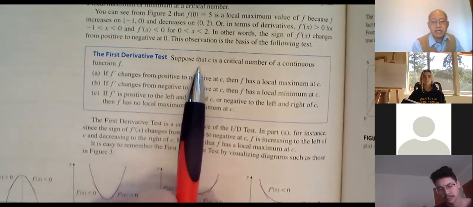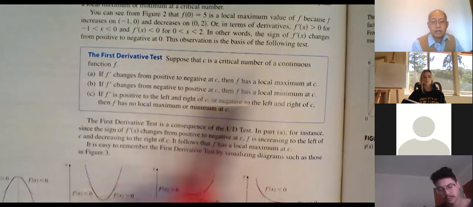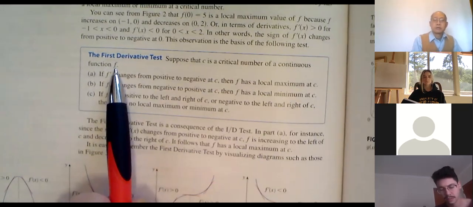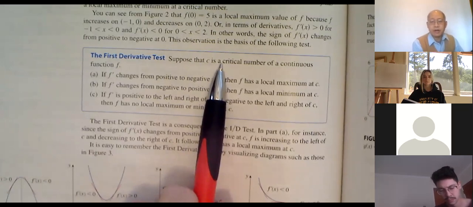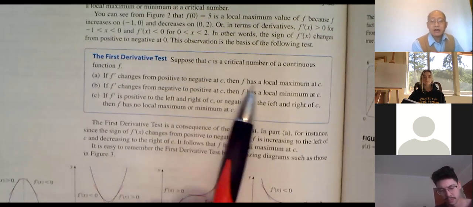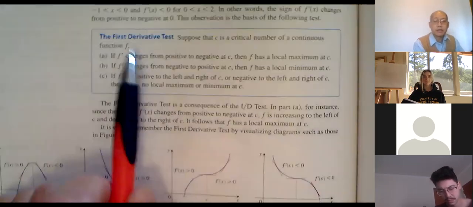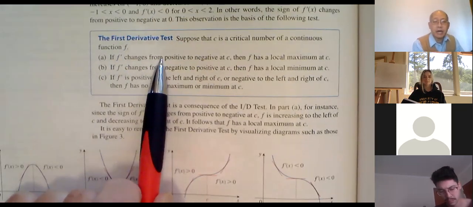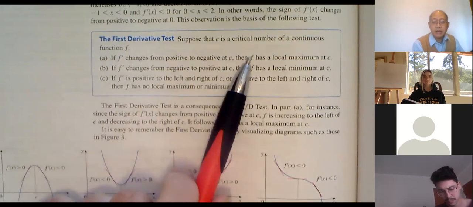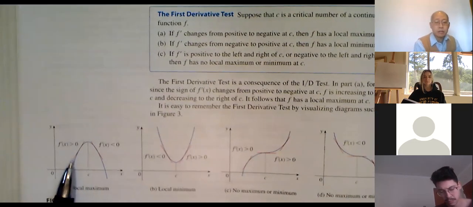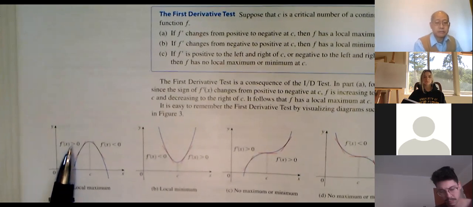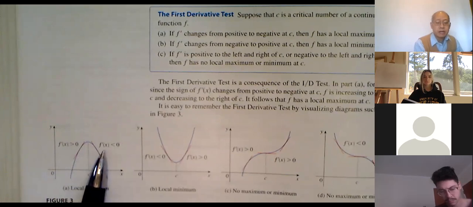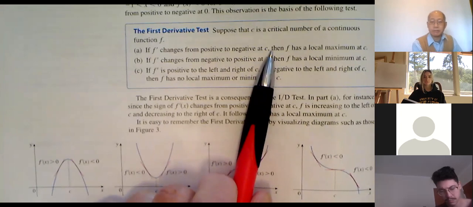Suppose c is a critical number of a continuous function f. You have a critical number. What's a critical number? Derivative is 0 or derivative is undefined. How can we tell if we have a local maximum? If f prime changes from positive to negative, then we have a local maximum. A little bit to the left, f prime is positive, increasing. A little bit to the right, f prime is negative, decreasing. That's what makes you have a maximum.